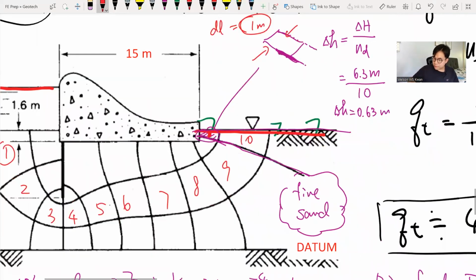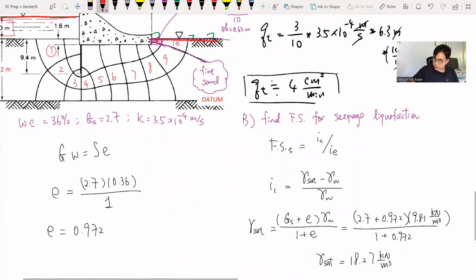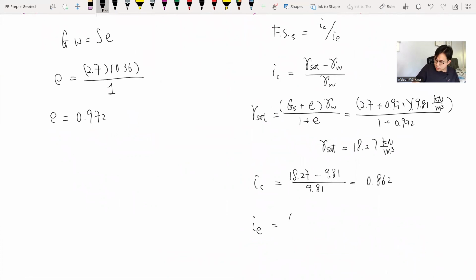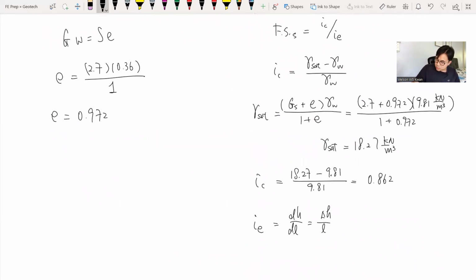So with that, we know our exit gradient will be equal to, per the FE formula, the delta H divided by delta L. In this case, the delta H we talked about is the head drop of each grid, divided by the dimension of the grid. So which is 0.63 meters divided by 1 meter. So this is 0.63. The gradient, again, is a dimensionless parameter.